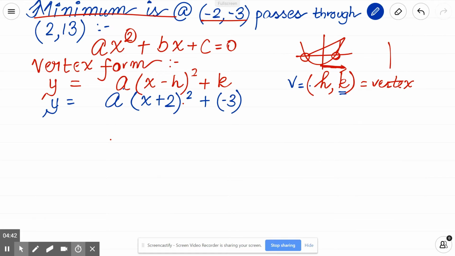The other thing they also told us as part of this question was that this function passes through (2, 13). So let us say there is a point (2, 13) on that function as well. Whenever they tell you something like this, what they want you to do is plug in 13 for y and 2 for x in the equation that you already have set up with the vertex. So we can say that 13 equals a times, what is x? 2. (2 plus 2) whole squared, minus 3.